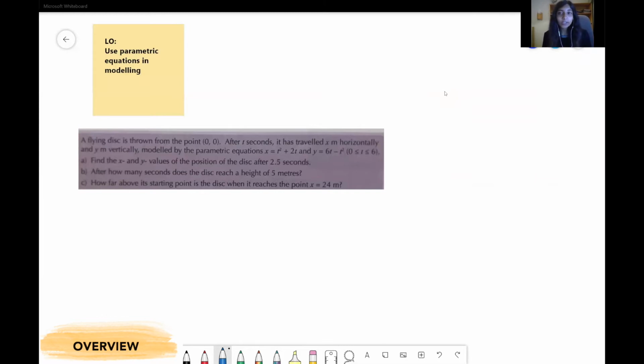So today we're going to be learning about parametric equations and modelling. This is going to be a continuation of the last video, where we were learning about parametric equations. So make sure you fully understood everything we did there before you come to this video. The learning objective for today is just to be able to use parametric equations and modelling, and we're going to be doing 2 example questions to show you how this can be done.